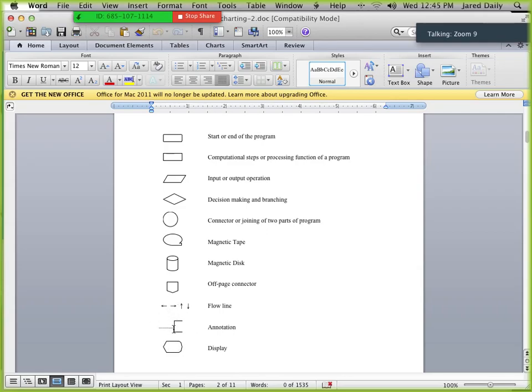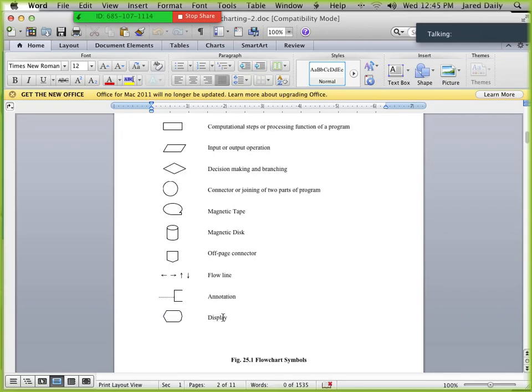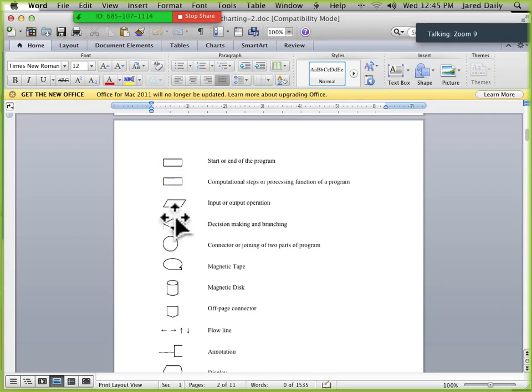Annotations are kind of like your comment lines, right? And then display is stuff that's printed out to the user on the screen or on paper or whatever else. Then you have, of course, decision making and branching. That's where this right here, this diamond shape, is where your Boolean logic stuff is going to happen. This is where you're going to make decisions. Is it greater than or less than? If it's greater than, it goes one way, less than, it goes another way, or maybe equal to, it goes another way. You can have different choices, and your information or your data or whatever can flow one way or another depending on whatever decision you've made at that particular point.